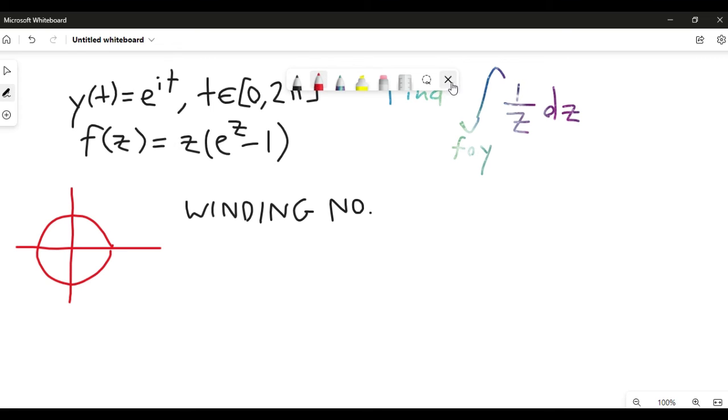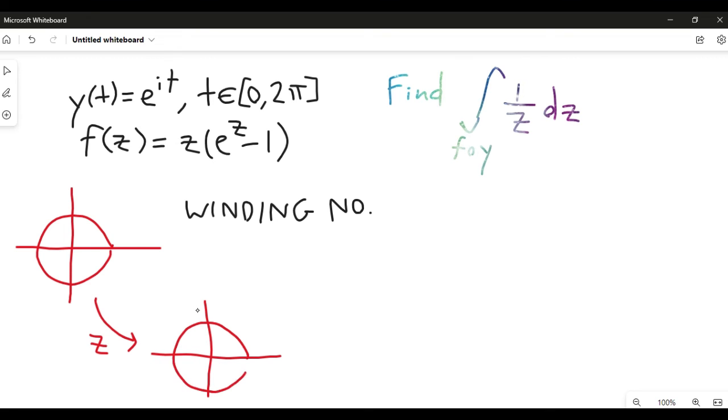So as an example, if f of z was equal to the identity, so if f of z was just z, then the image of this curve would just be the same curve. And when I traverse this curve, the total number of times that I wind around the origin is 1. So the winding number would be 1 in this case.